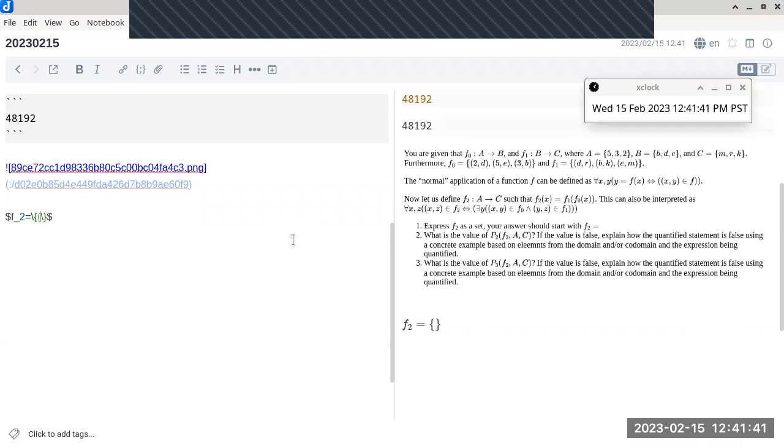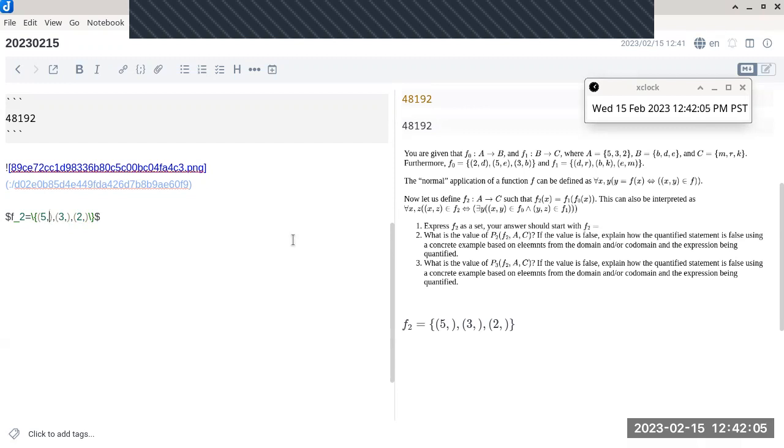So we'll start with 5, which has to map to something. 3 has to map to something, and 2 also has to map to something. Now we go back and ask, what is 5 mapping to? 5 maps to E in F0, and then E in return maps to M in F1.